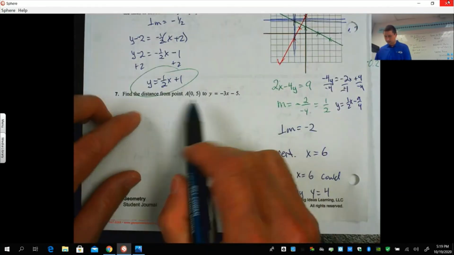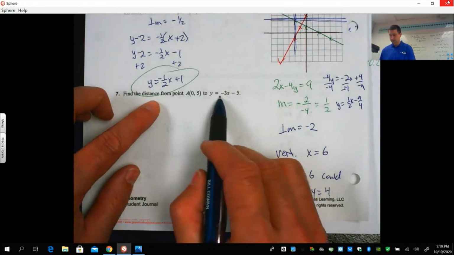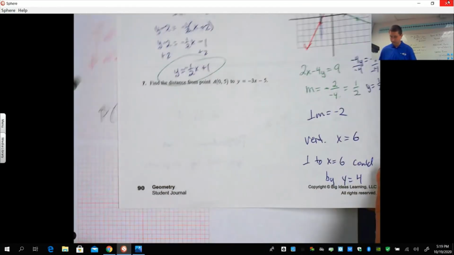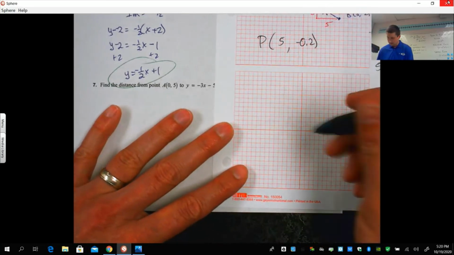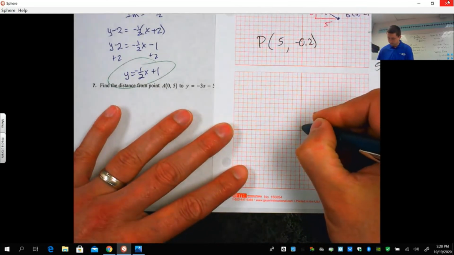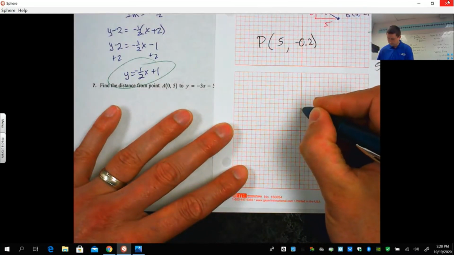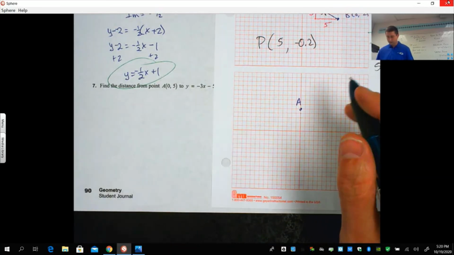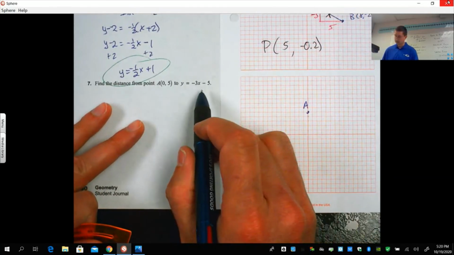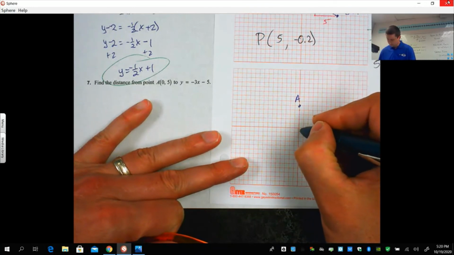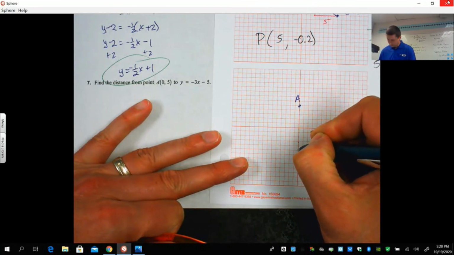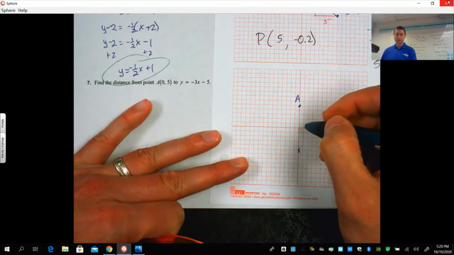Okay, find the distance from point A, 0, 5, to y equals negative 3x minus 5. Stems from what we did before. We're going to use graph paper for this again. A is 0, 5, so A is 1, 2, 3, 4, 5. Here's A. I'm going to graph this line, being as precise as I can. So negative 3x minus 5, so 1, 2, 3, 4, 5. There's negative 5, a slope of negative 3.